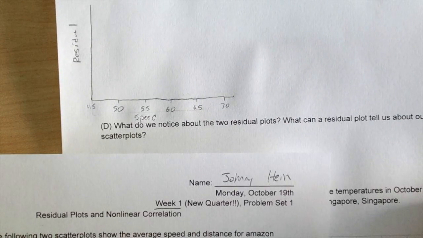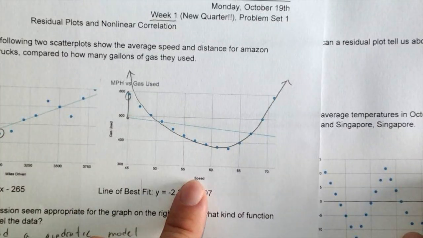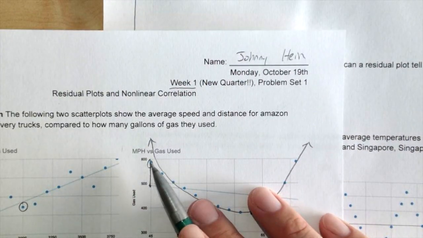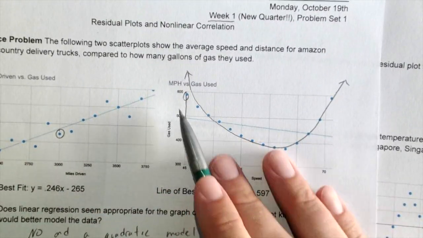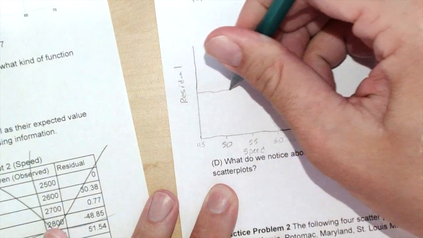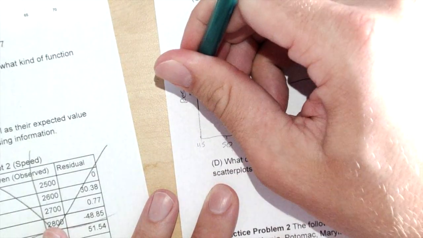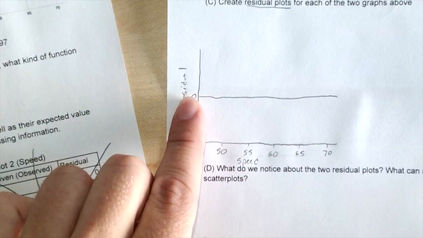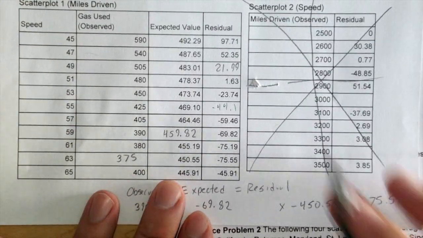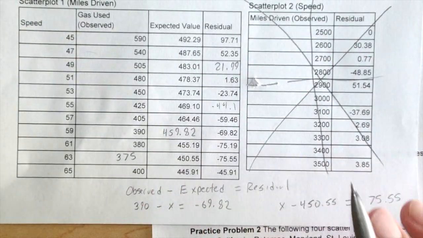But if I'm making a residual plot, the x stays the same. The speed stays the same, because we still want to plot every single data point. But instead of plotting their gas used, we're going to plot their residual. So what's really important here is that if you have a residual plot, to put a line with 0 in the middle, because some of your residuals are positive and some of your residuals are negative. So let's look at the graph and figure out what my biggest data point is.